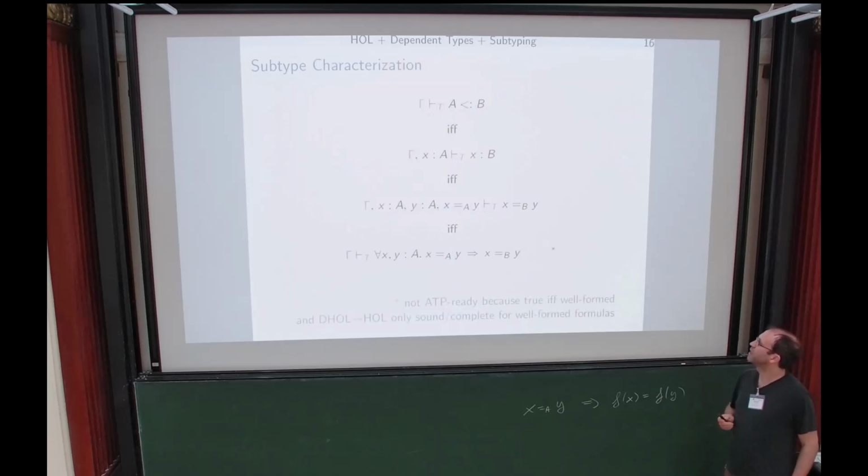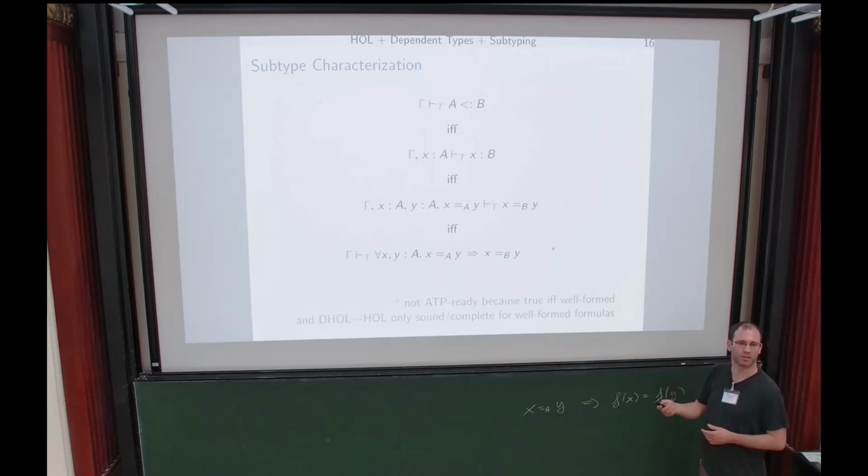So we can characterize subtyping like this. A is a subtype of B if and only if, whenever we have something of type A, it's also of type B. So we have canonical no-op maps between the types. Turns out that's equivalent to preserving equality. So if we have two elements and they're equal at type A, then they must also be equal at type B.